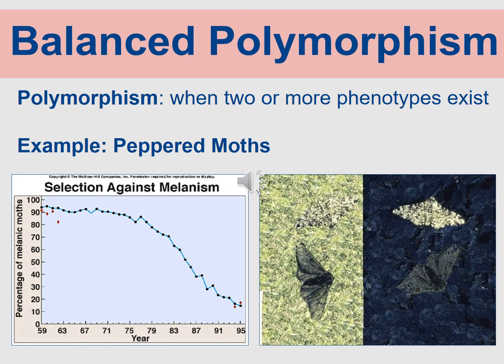Here's a really neat example, a classic example that's discussed when we talk about polymorphism. Polymorphism simply is when two or more phenotypes exist. If we want to talk about the phenotypic level, as long as you have two or more, you're talking about polymorphism. Sometimes these polymorphisms can be balanced, meaning that you'll just see fluctuations of them over time. In this case, we have the peppered moth example, where in one generation or a few generations, you might see more of the pigmented or melanic moth.